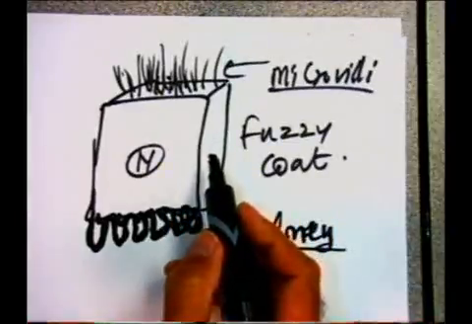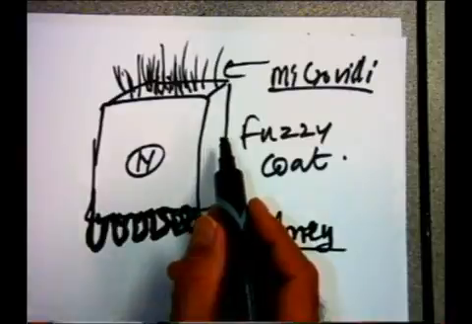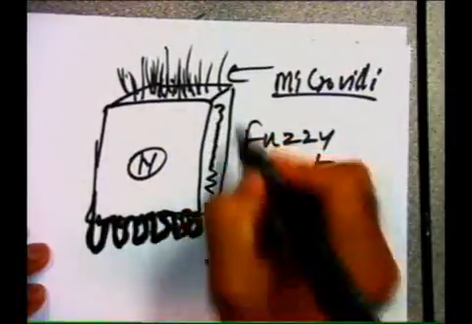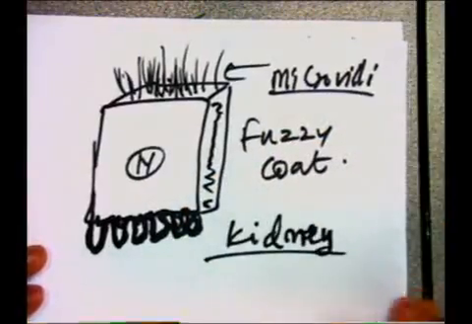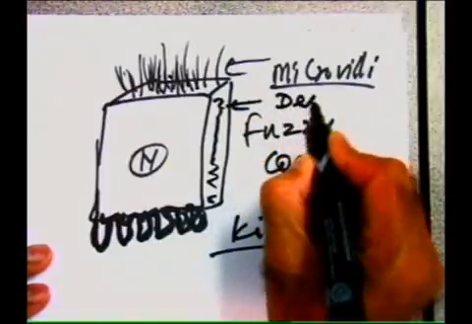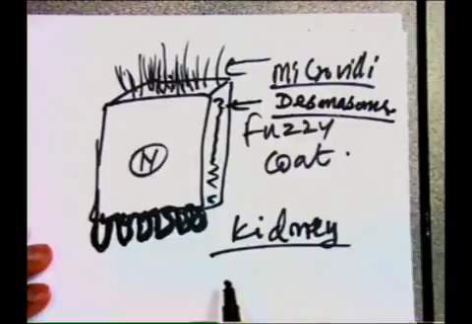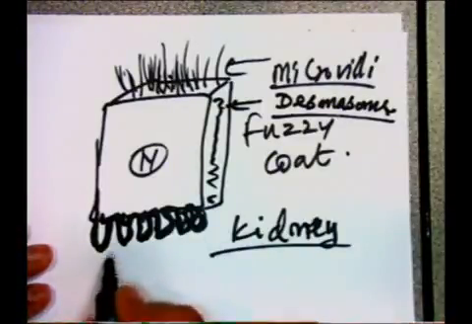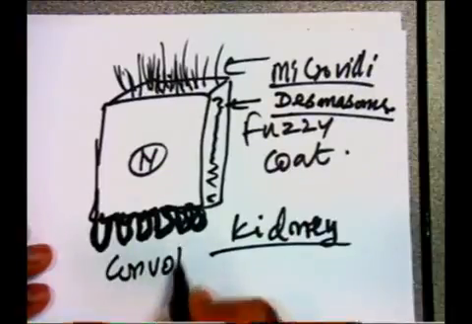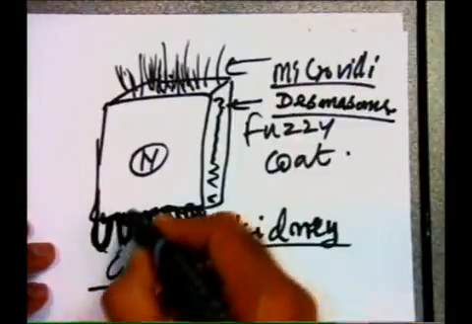Now what happened to the lateral surface of this one? Okay, you have some desmosomes here, and desmosomes are the tight junction protein, and this is the lateral surface with desmosomes. Basal surface, we call it convoluted, C-O-N-V-O-L-U-T-E-D. Convoluted, because it is going folding and folding.